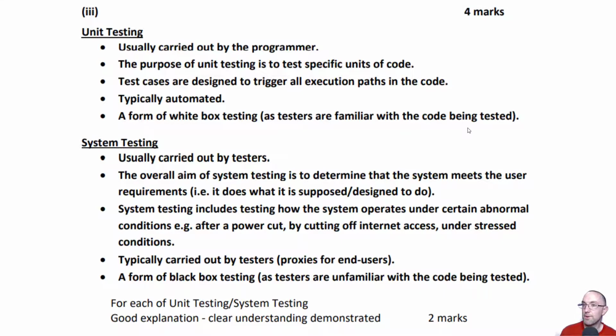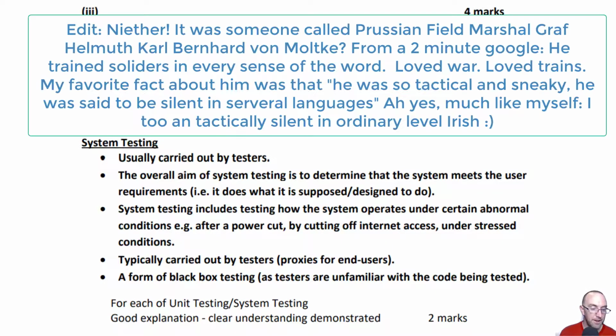Who was it? George Washington or Napoleon said no plan survives contact with the enemy. I don't know. Typically carried out by testers, as we said, and black box as opposed to white box, which means your testers have no idea how it works. That's your problem. But there you go.